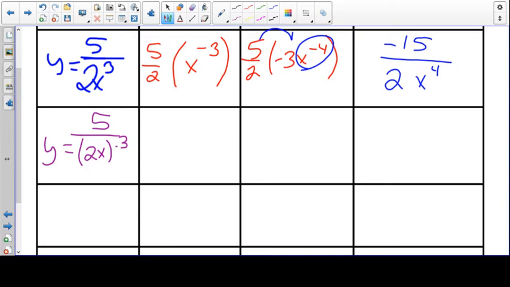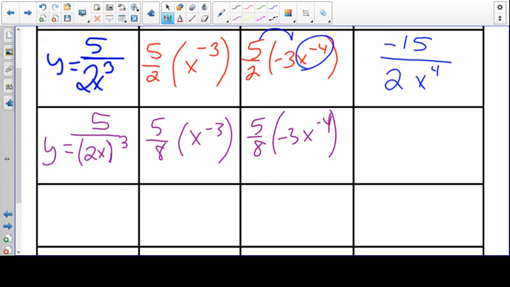Okay, so we know when we have something all to that power, we need to distribute that through. So if I distribute it through to my 2, I'm going to have 2 cubed, which gives me 8. So I'm going to have 5 over 8. Distribute the 3 to the x to the negative third. Because that 3 is on the bottom, in order to bring it up to the top, I have to make it negative. So 5 over 8 times negative 3x to the negative 4th.